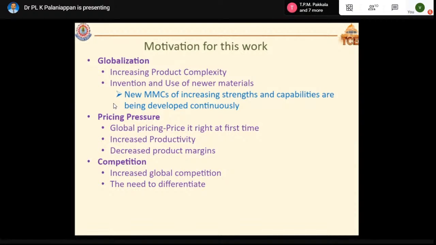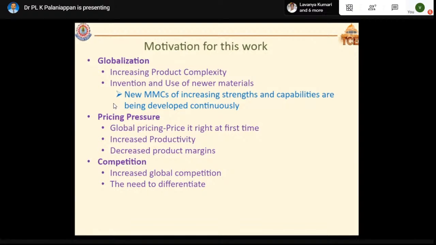As they are developing these new materials, new MMCs, metal matrix composites, we should develop our technology for working upon them. We should develop the capacity to machine the new materials. So when you are going to develop a new technology, the technology should be an optimized one. Otherwise, nobody is ready to invest a huge amount of money on it, because for newer technology you have to pay more.